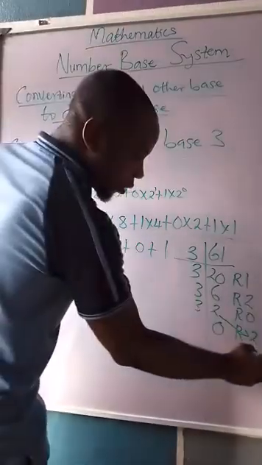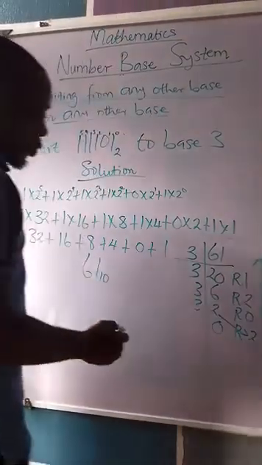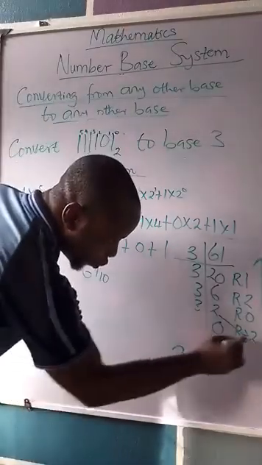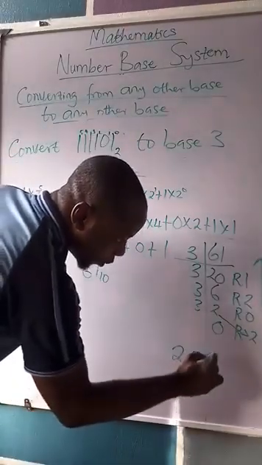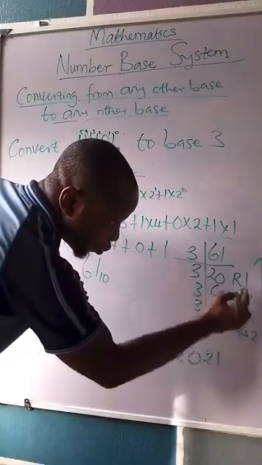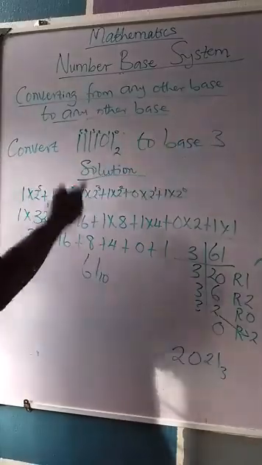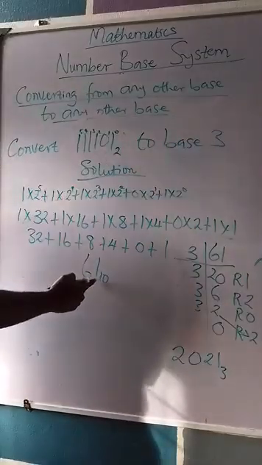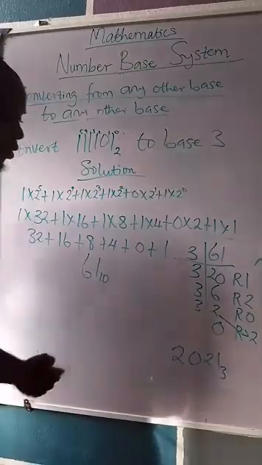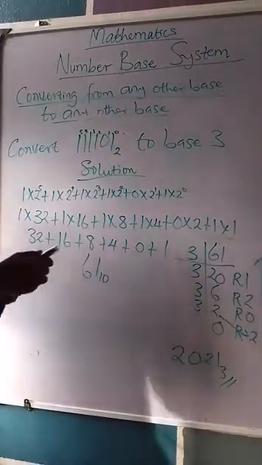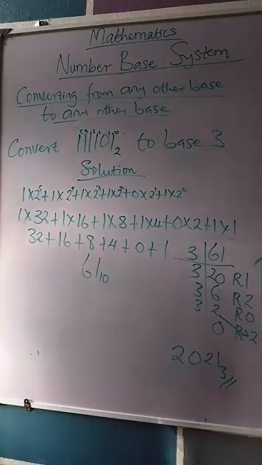So now you pick your point. You must always read it from bottom to top. So now you see that the answer becomes 2, 0, 2, 1 base 3. The base will come here because we're converting to base 3. You converted from base 2 to base 10. From base 10, convert it to base 3. That gives you the final answer. It's not hard.